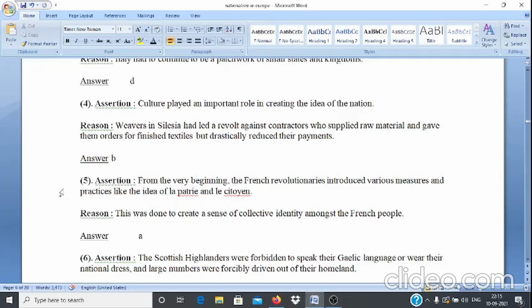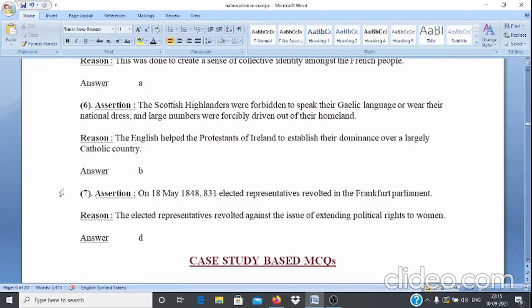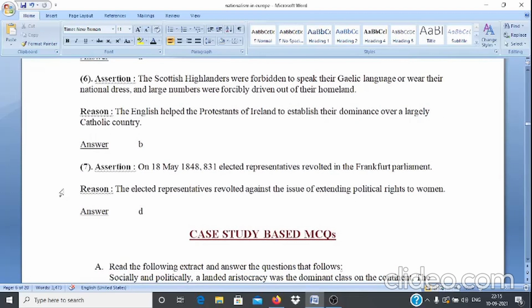Question number 6. Assertion. The Scottish Highlanders were forbidden to speak their Gaelic language or wear their national dress, and large numbers were forcibly driven out of their homeland. Reason: the English helped the Protestants of Ireland to establish their dominance over a largely Catholic country. Here answer is B. That means assertion and reason both are true, but reason is not the correct explanation of assertion.